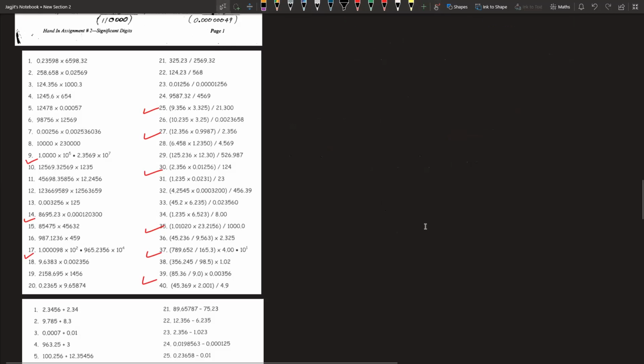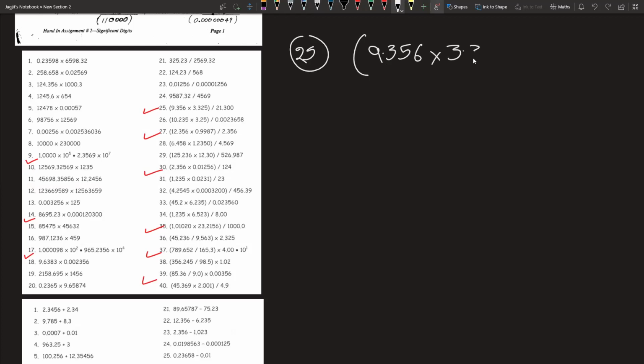So far, so good, folks. Let's have a look at the next question. In the next question, number 25, we have 9.356 multiplied by 3.325. And we're dividing it by 21.300. Okay? So let's go. Make sure you put brackets and punch it in and see what you get. So we have 9.356 times 3.325. We divide it by 21.3.